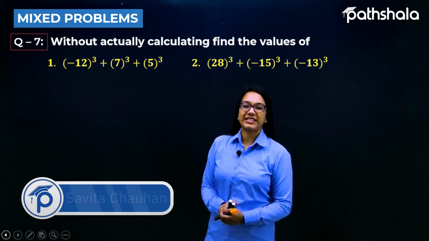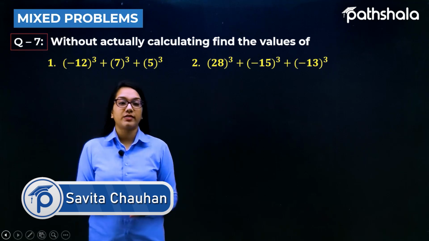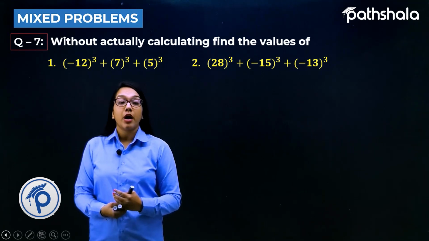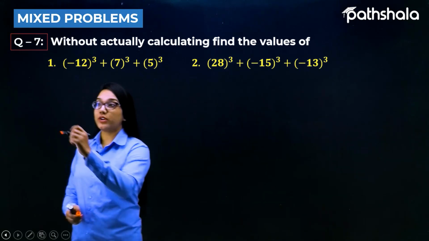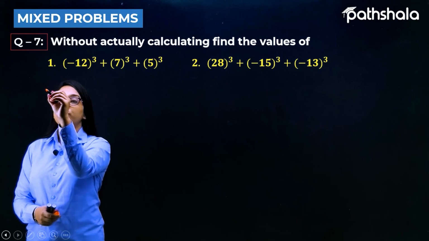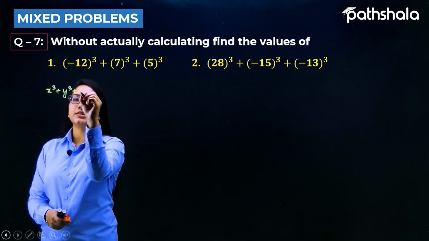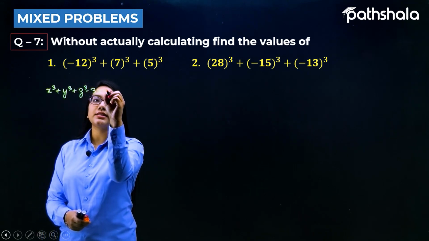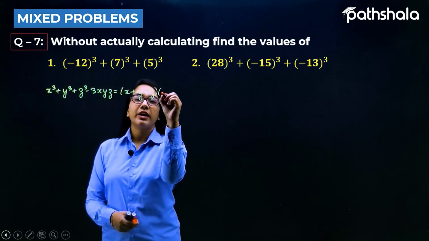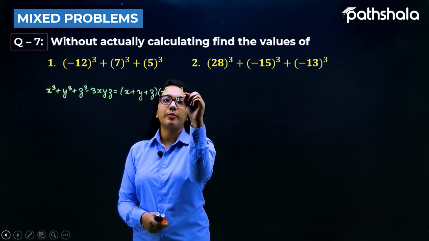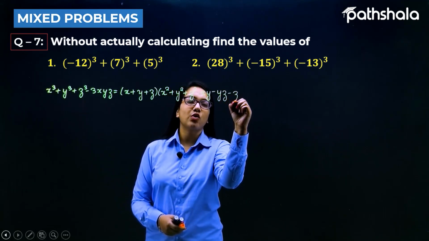So question number 7 says, without actually calculating, find the values of these two parts. Let's just talk about the very first part. But before that, we do know about an algebraic identity. Let us suppose I am talking about the algebraic identity x cube plus y cube plus z cube minus 3xyz, which is equal to x plus y plus z times x square plus y square plus z square minus xy minus yz minus zx.